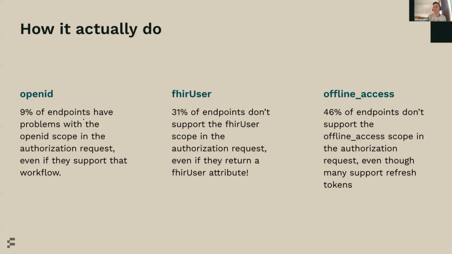How does it actually do? 9% of endpoints have problems with OpenID scope, if they even support that workflow. Some of them accept OpenID and don't give back an ID token. FHIR user, 31% of endpoints don't support the FHIR user attribute. And sometimes even if they accept it, they don't actually return that attribute. And offline access, 46% of endpoints don't support it. Although some do support refresh tokens, even though they don't accept this scope. So it all compounds to be really, really confusing.